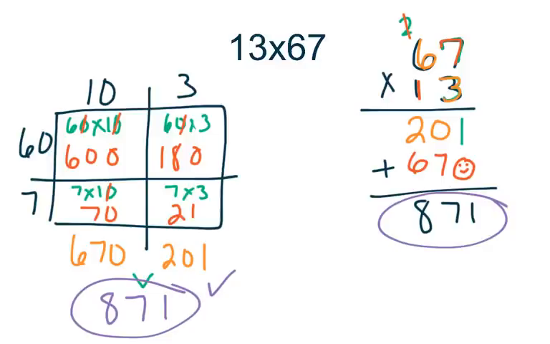All right, let's do another problem. In this problem, you have 73 times 24. So go ahead and set it up. I want you to multiply using regrouping and then multiply using another method to make sure you're getting the same answer.